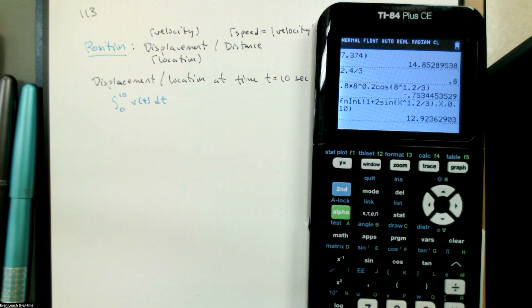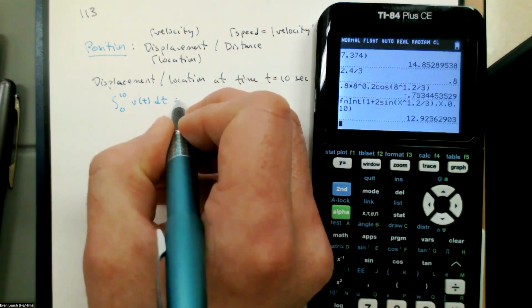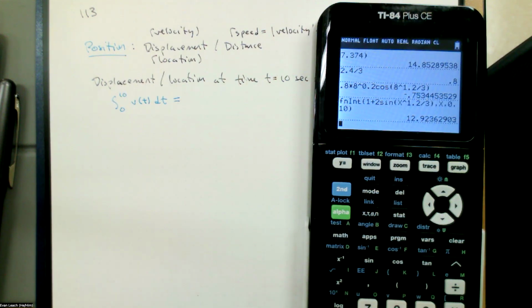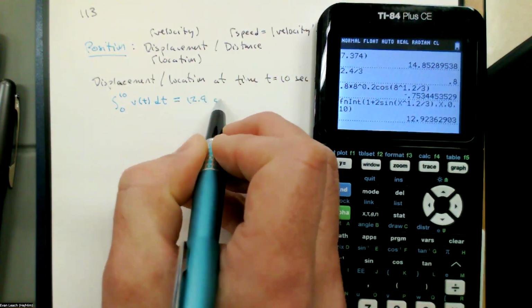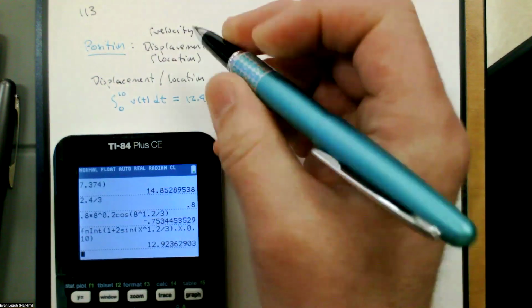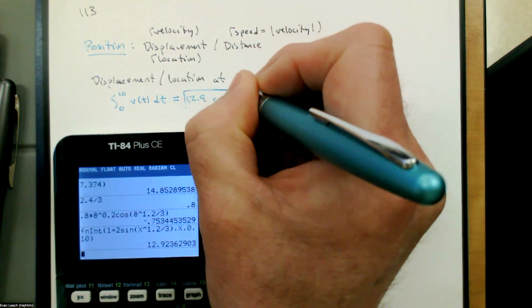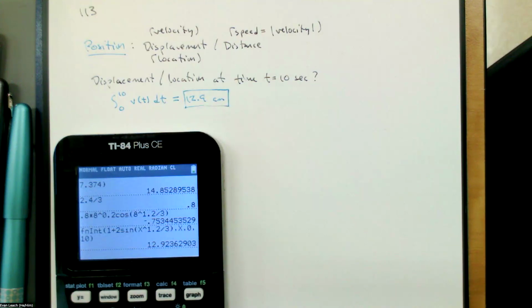That's where we just calculate the definite integral. Where is the particle? It went to the right for a while, then it went to the left, 12.9 centimeters. Since the particle started at the origin, it's 12.9 centimeters to the right of the origin.